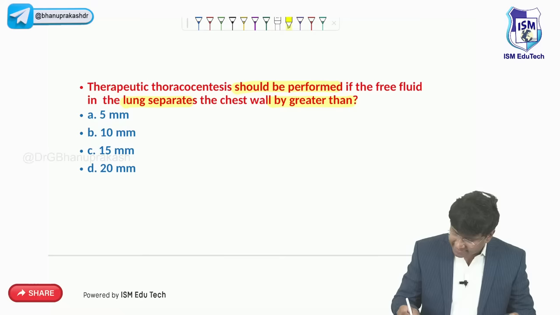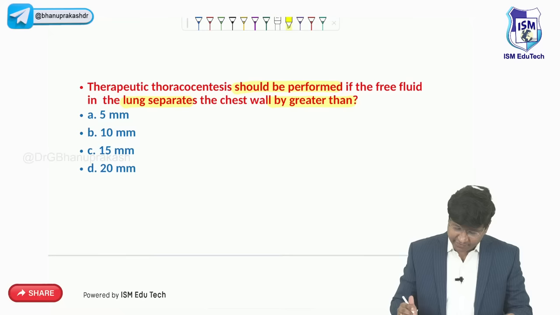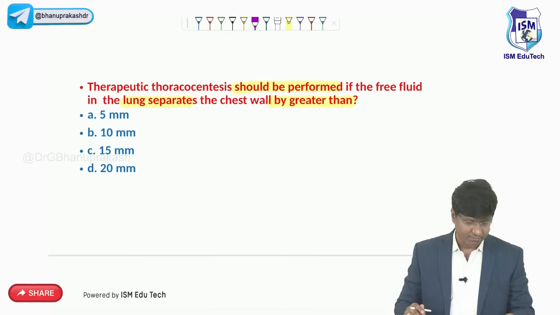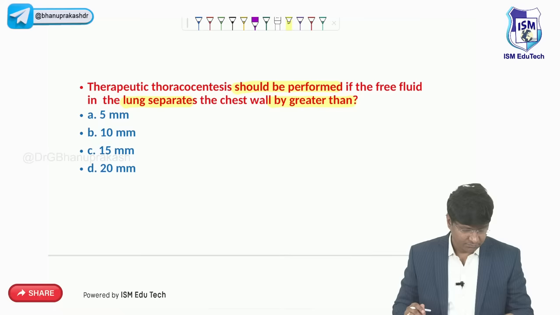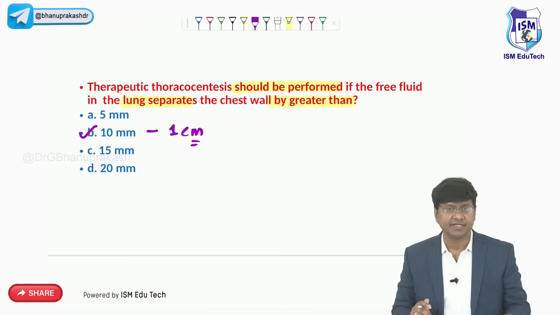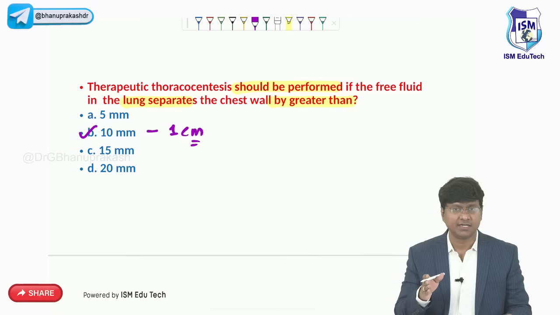Therapeutic thoracocentesis should be performed if the free fluid in the lung separates the chest wall by greater than... Any one of you? 5 mm, 10 mm, 15 mm, 20 mm? Very good. So it is 10 mm, that is 1 centimeter. So when the distance between the chest wall and the lung is more than 1 centimeter, then you need to do therapeutic thoracocentesis.